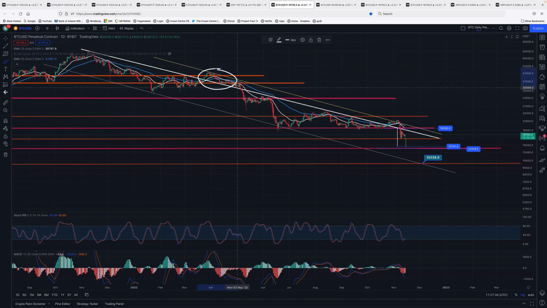This was the rejection here that took us down to here and consolidated here and took us down to here. So I believe we are in a similar situation, same but different.